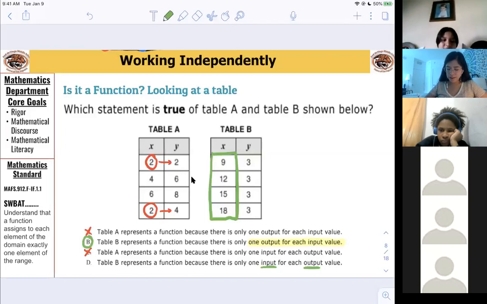Does it matter that there's a bunch of 3s here? Does that matter to us? No. We do not care. That's fine.